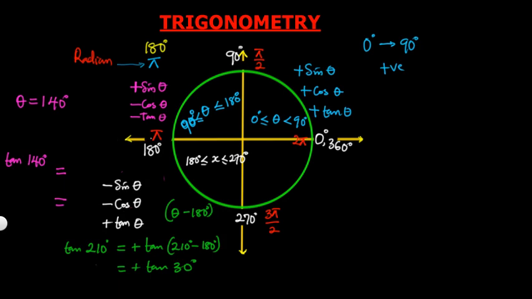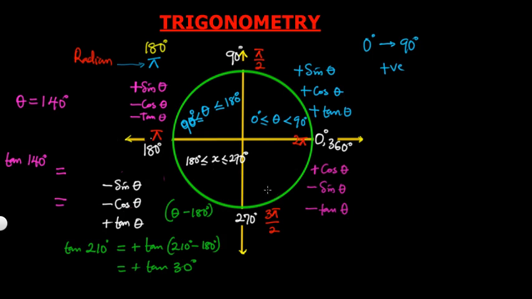But if it is sine 210, sine 210 is the same thing as negative of sine 30 degrees. And at the fourth quadrant, that's the quadrant where only cos is positive. Cos is positive, sine is negative, and the tan is also negative. So it is only cos that is positive here.